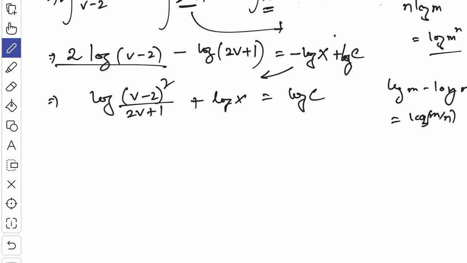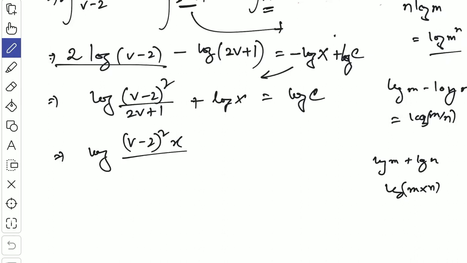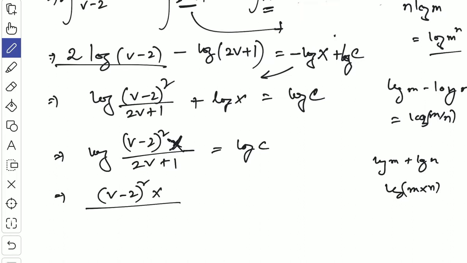Now let me scroll down. Again, log m plus log n, another property we have, is log m into n. Applying that, we will get log (v minus 2) whole square into X by (2v plus 1), where this X is capital, is equal to log c. So it implies (v minus 2) whole square capital X by twice v plus 1 is equal to c. That's what we have got now.